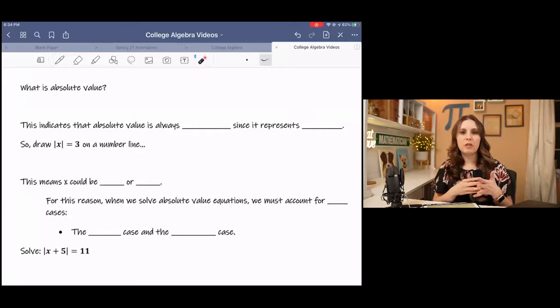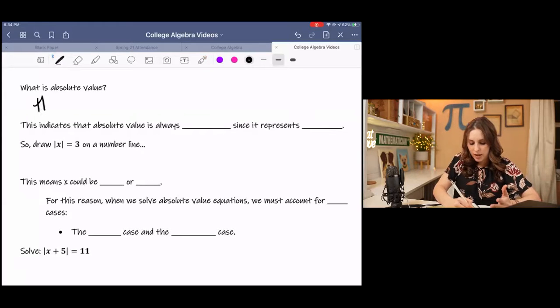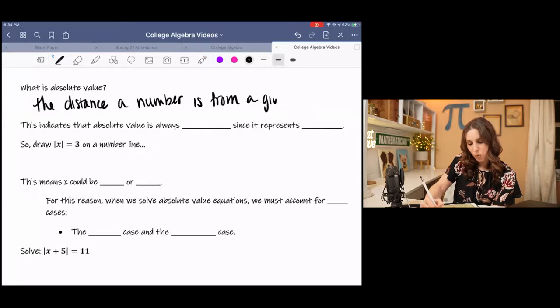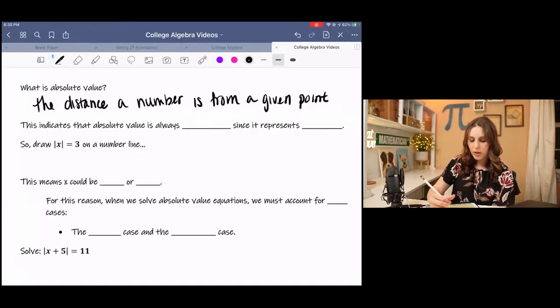Before we get into solving, let's talk a little bit about what absolute value is, and that's going to help us as we set up our equations and inequalities. So absolute value is the distance a number is from a given point, maybe 0. And since this indicates that absolute value is always positive because it represents a distance.